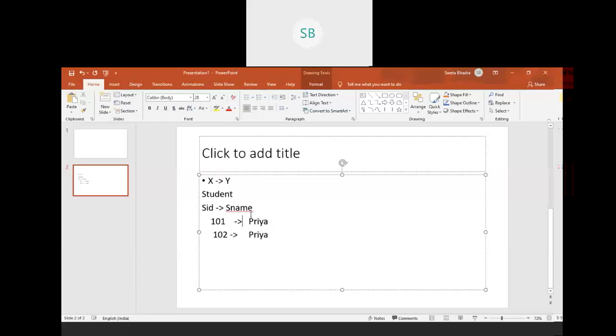Isn't it clear? This is functional dependency: X uniquely determines Y. So here Y is the Priya and X is the 101 and 102. We may have another case.